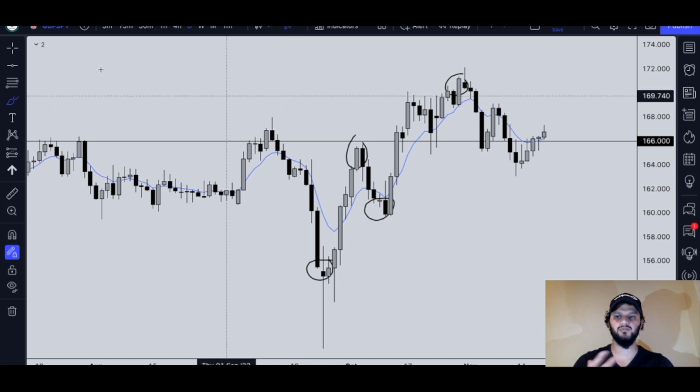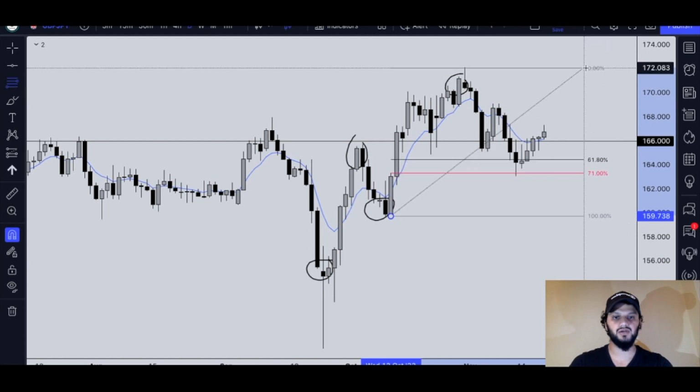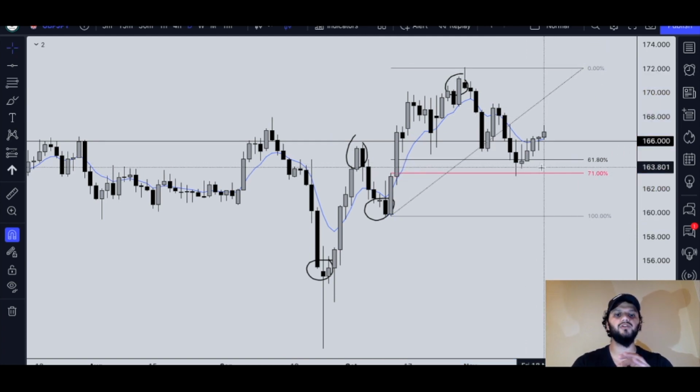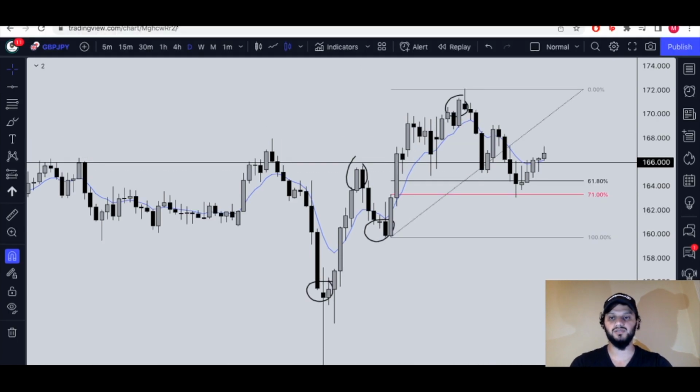Now, because we've confirmed that market structure is bullish as well, we can then use our Fibonacci tool from the low up to the high right here, and we can see that price perfectly came back down to our 61.80%, tapped our 71% entry Fibonacci, and then it continued to have that bullish reaction towards the upside. So I expect price to continue to push up higher.